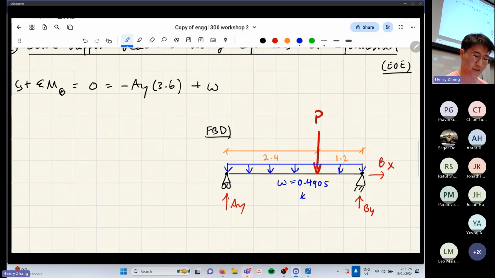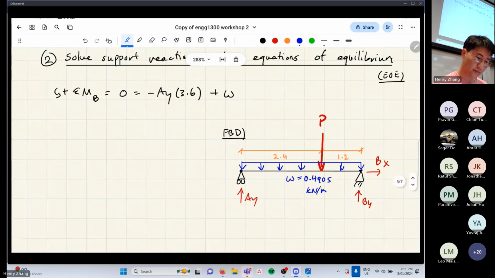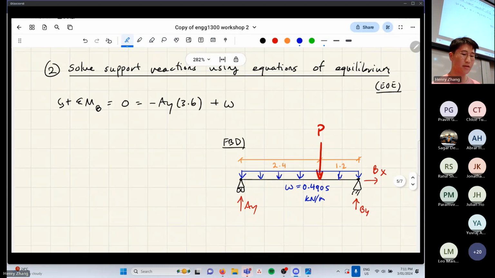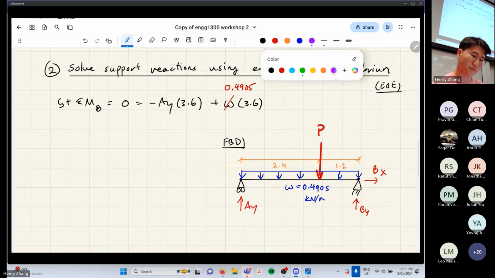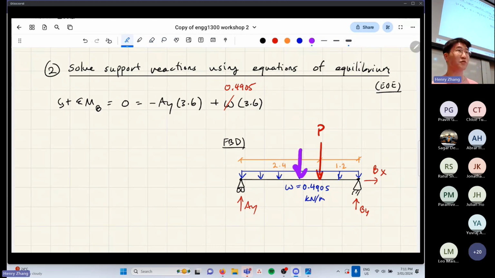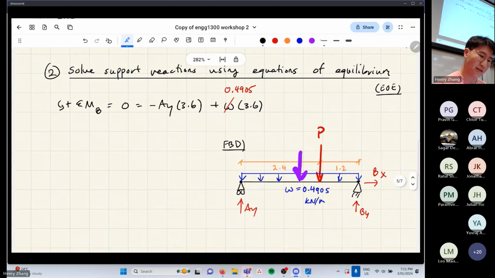0.4905 before, right? Kilonewtons per meter. So essentially, we know it acts over 3.6 meters, right? So now we have the magnitude of this resultant arrow. Maybe I'll do it in purple. What was essentially done is we've pretended the blue part is now the purple part, right? The purple part would be 3.6 times this, right?